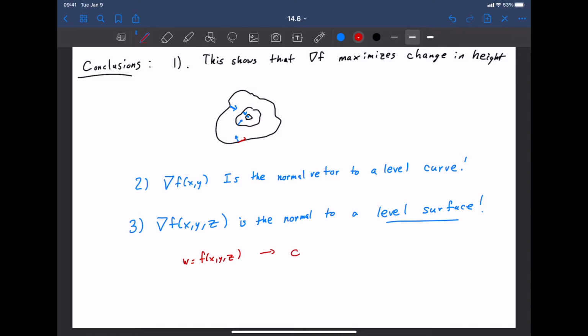But if we replace w with a constant, now there's only 3 variables, and now we'd have a level surface. So we would define the points in 3D space where all of the points have the same potential energy, the same gravitational force, the same temperature. All the points in your room that have the same temperature would be some sort of 3D surface. That's what a level surface is.